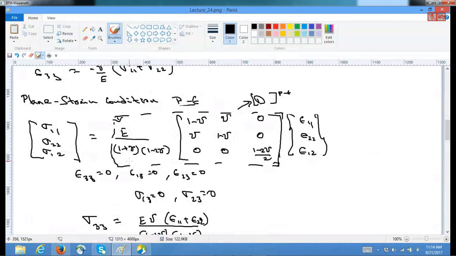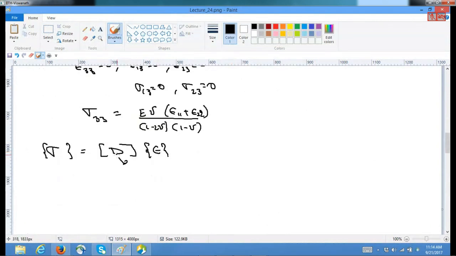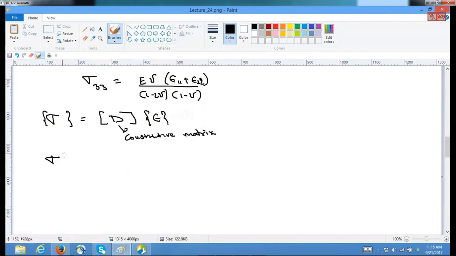So that means we can represent our stress-strain relation in terms of the in-plane stresses sigma 11, sigma 22, sigma 12 with respect to epsilon 11, epsilon 12, epsilon 22 using this relationship. And further, D is the constitutive matrix, since this relationship is a constitutive relationship. Sigma is written as D epsilon, but our epsilon is given by B times U.